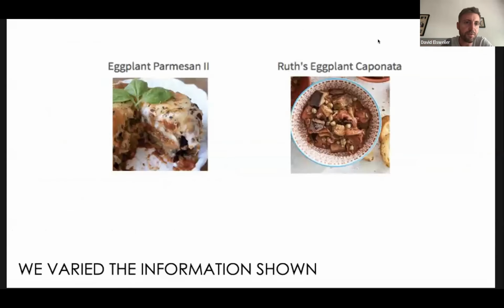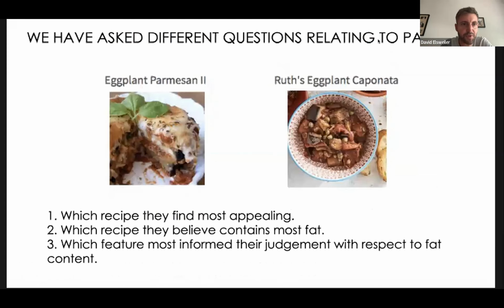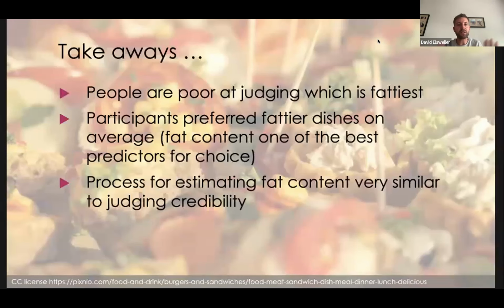And we also vary the information we show. So in some experiments, we show just the recipe title and the picture. Other times we give information about the ingredients and the quantities of ingredients. And I just wanted to summarize some of the main takeaways. Oh yeah, we've also asked different questions. So which one they find the most appealing, which one they think contains the most fat, etc. So here are the main takeaways that we can take from all these experiments that we've run.